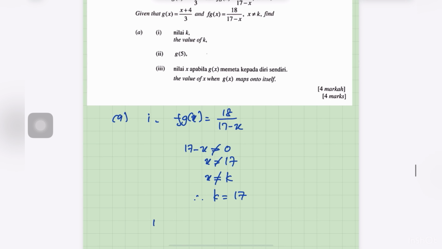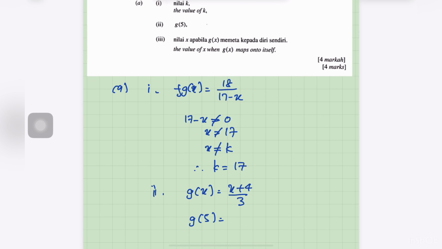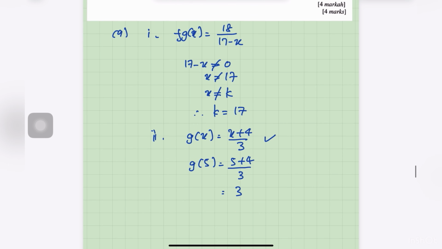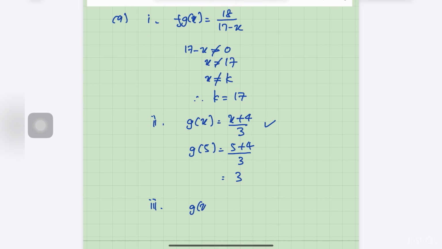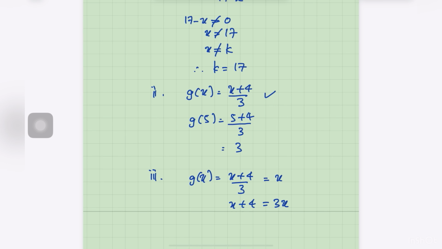Okay, so Roman 2, g5. Okay, so now we have gx equals x plus 4 over 3. If g5, you just substitute x equals 5. So 5 plus 4 over 3 equals 9 over 3, which is 3. Okay, Roman 3, the value of x when gx maps into itself. Okay, so gx maps into itself. Gx is this one. So gx equals x plus 4 over 3 maps into itself to x lah. Okay, so then x plus 4 equals 3x, then 2x equals 4, x equals 2.